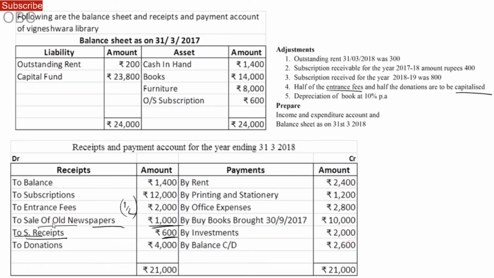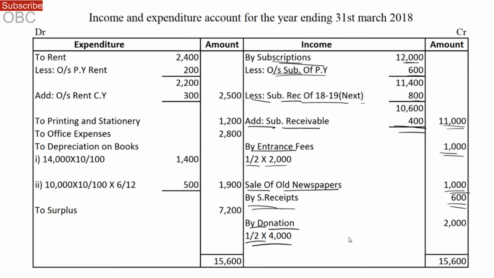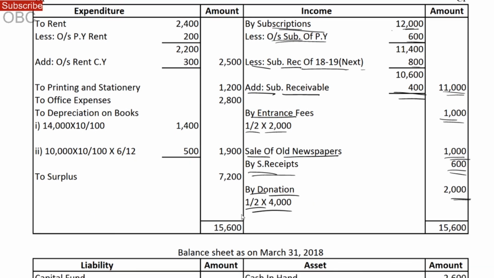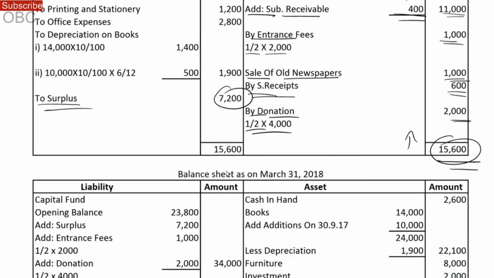Next, check in the receipts and payment account, the last entry, that is donation 4000 rupees. We already went through the adjustment. We found that half of that amount should be capitalized, so the other half should be written here. Like always, by donation 1/2 into 4000, that will be 2000 rupees. So by now you have completed all the entries in the income and expenditure account. The last and final step is to add up and calculate the difference. If you add up, you'll get 15,600 on the income side. So income is greater than expenditure. So as usual, you'll get a surplus of 7,200 rupees.